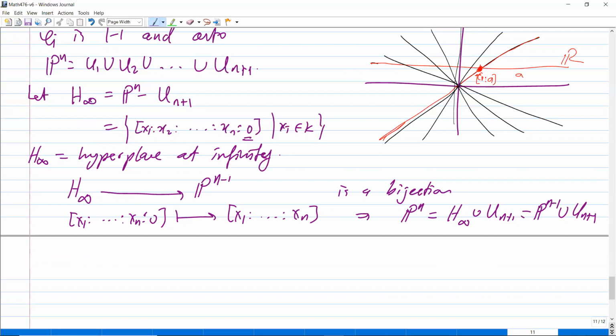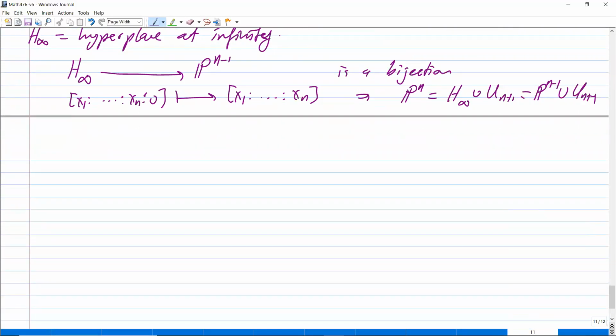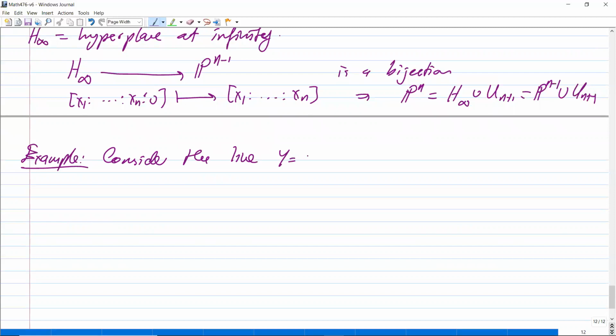Do I have anything else to say about projective spaces? I already gave examples. Yeah, one thing. So here is an example. Let's consider the line y equals mx plus b in A2.